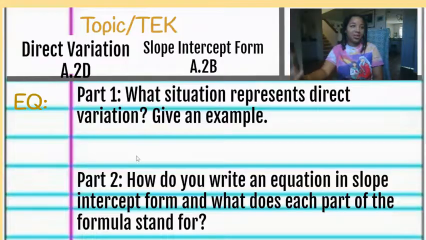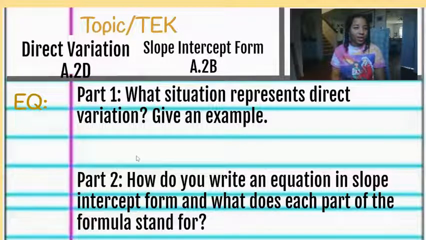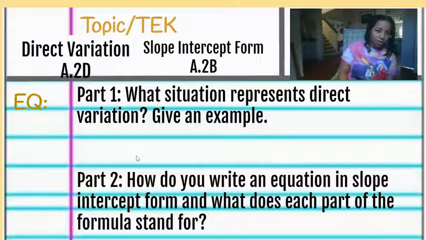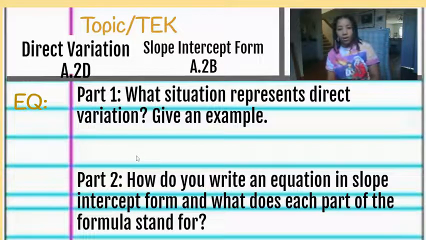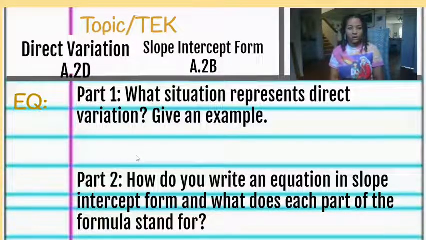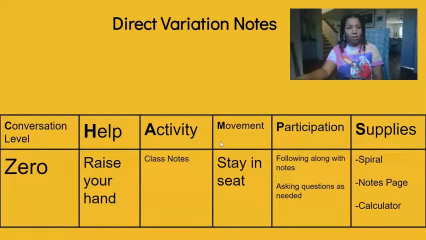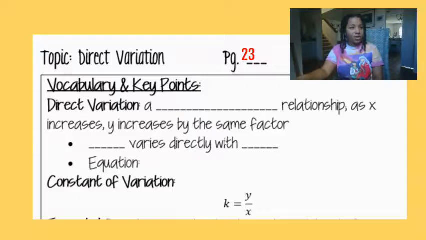If I'm going too fast, you can always pause it, write it down, and then play it and keep watching. All right, direct variation. Slope-intercept form. Page 22, 10-4, 10-5. Part 1: Which situation represents direct variation? Give an example. Part 2: How do I write an equation in slope-intercept form, and what does each part of the formula stand for? P.S. It's all review. We're going to do it anyway. We need to practice.